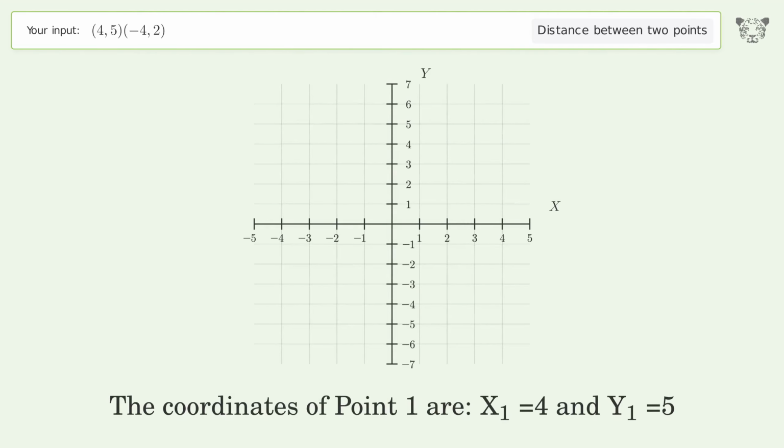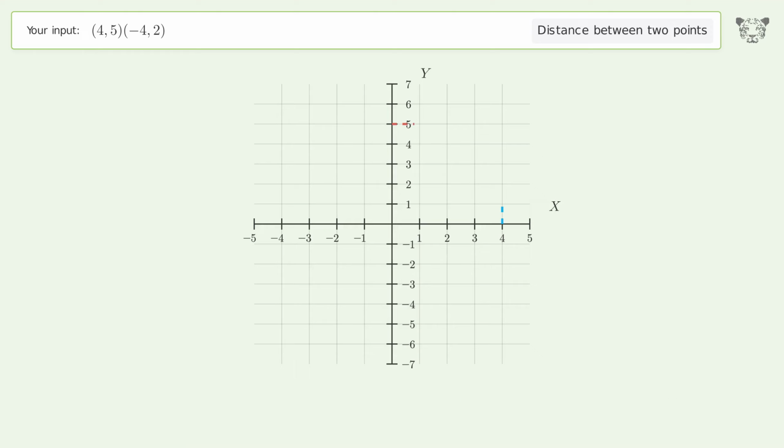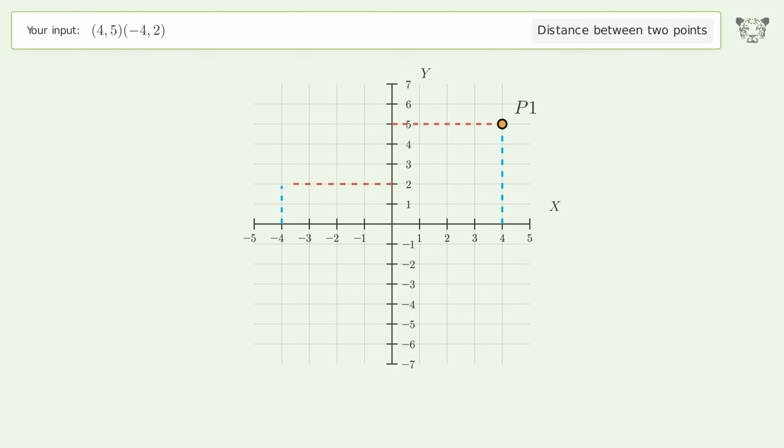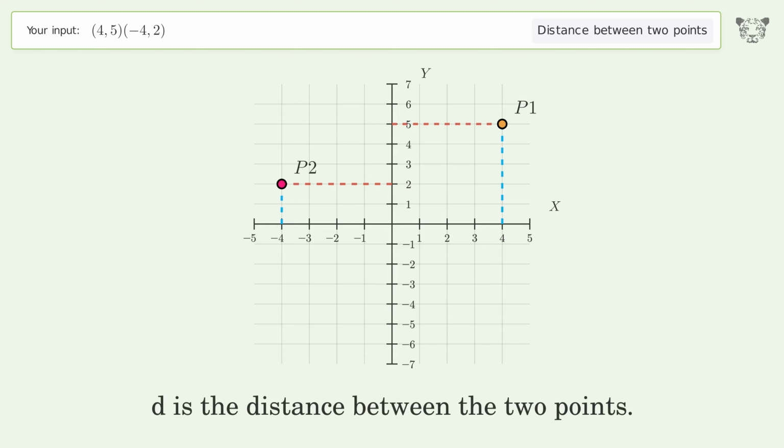The coordinates of point 1 are x1 equals 4 and y1 equals 5. The coordinates of point 2 are x2 equals -4 and y2 equals 2. D is the distance between the 2 points.